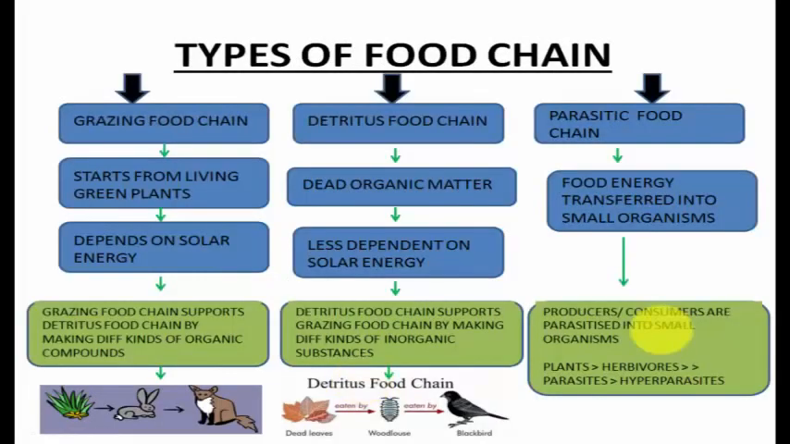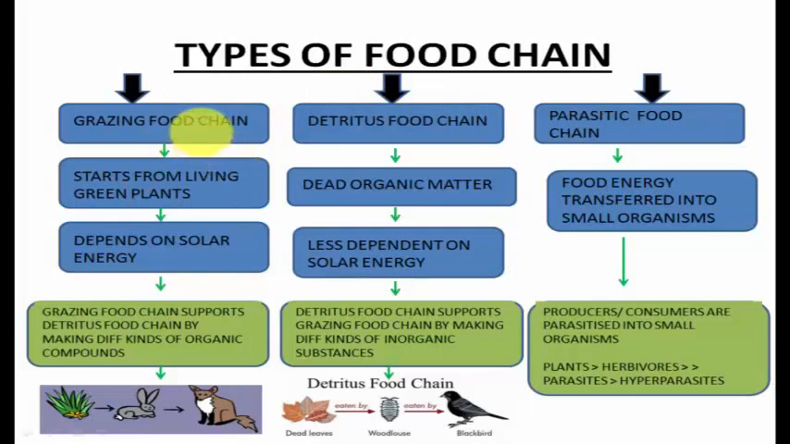So let's now talk about various kinds of food chain. There are 3 types of food chains that are available in the environment, in any ecosystem. And predominantly we have these 2 kinds. That is, the first is the grazing food chain and the second is the detritus food chain. These 2 are predominantly available in the environment. Parasitic food chain is also available, but it is not so usually seen. So let's talk about first these two food chains.